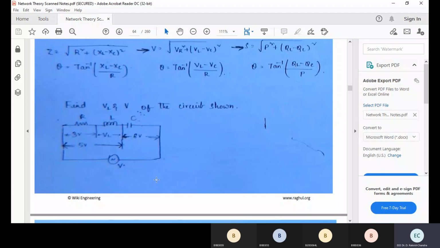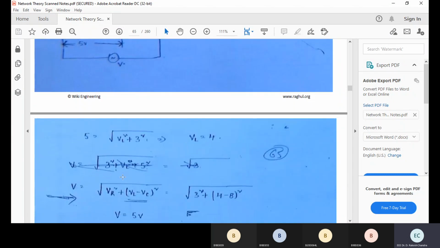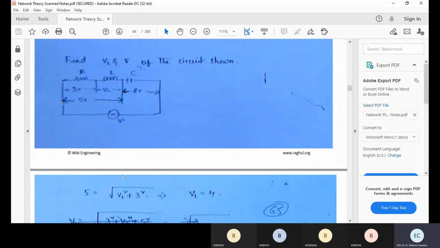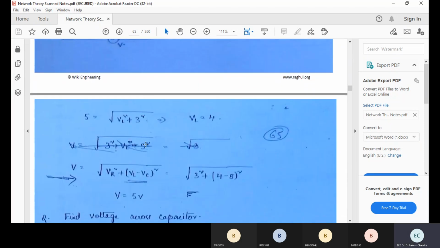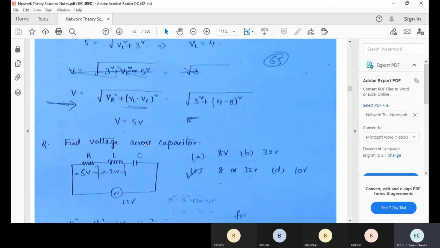Okay. So what is the total voltage across RLC combination? We have seen that expression. Your total voltage V is equal to root of VR square plus VL minus VC whole square. Okay, that is root of 3 square plus 4 minus 8 whole square, which is equal to root of 3 square plus 4 square, which is equal to 5 volts. Surprisingly, voltage across resistance and inductance is 5 volts. The total voltage across resistance, inductance and capacitor is also 5 volts. Total supply voltage itself is also 5 volts.